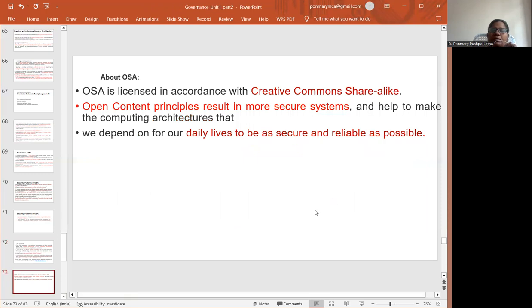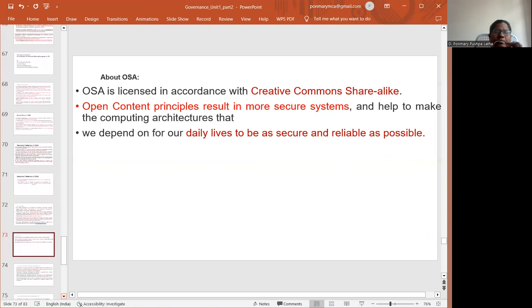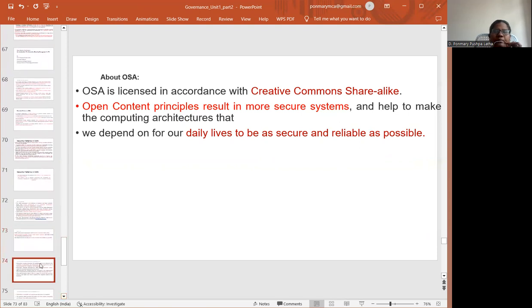So it is Creative Commons Share Alike. OSA is licensed in accordance with the Creative Commons Share Alike, so everyone has to follow the same thing. Mainly we just concentrate on the secure system. Our daily lives have to be secure in the OSA.